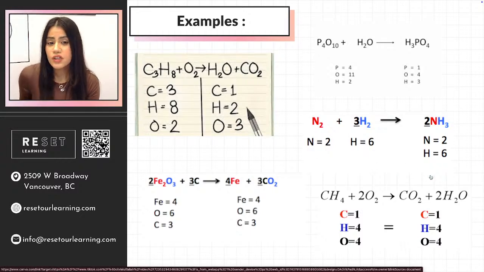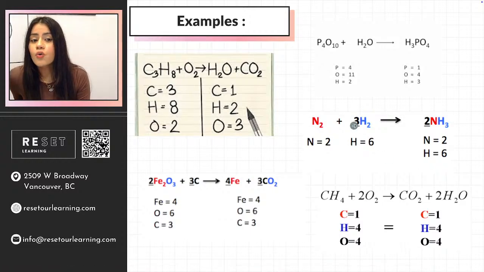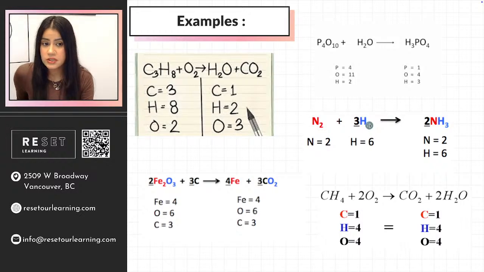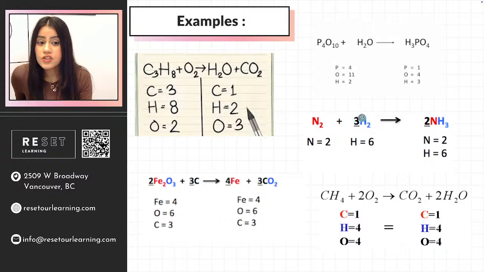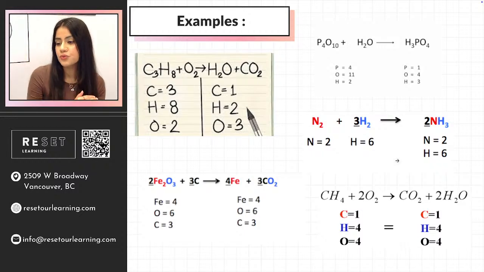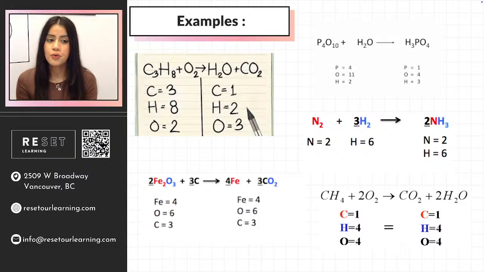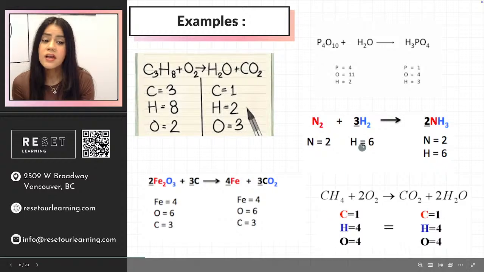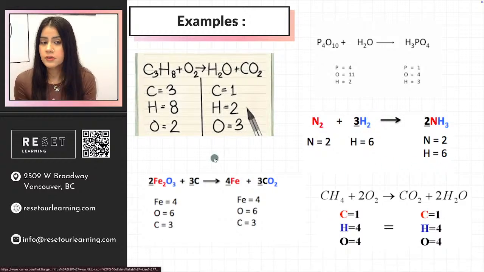Again, please make sure that you're only adding a coefficient. You're not changing these subscripts. You cannot change these subscripts because this subscript is how many atoms of that element are present. The coefficient right here is how many molecules, so how many groups of hydrogen do I have? Okay, please ensure that. It's a very common mistake. Try not to touch these subscripts at all.